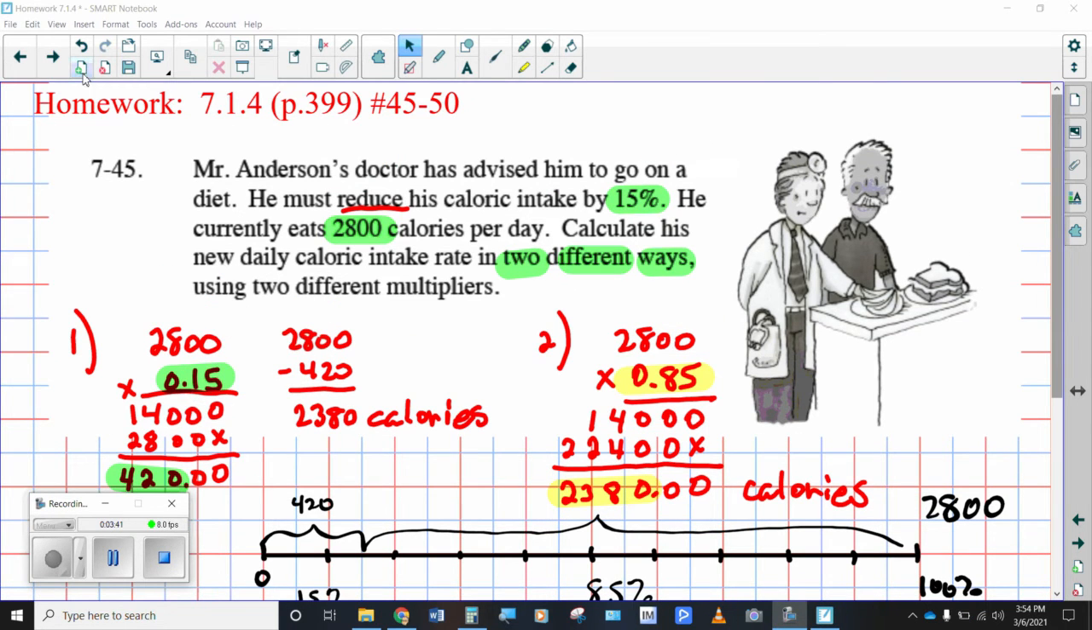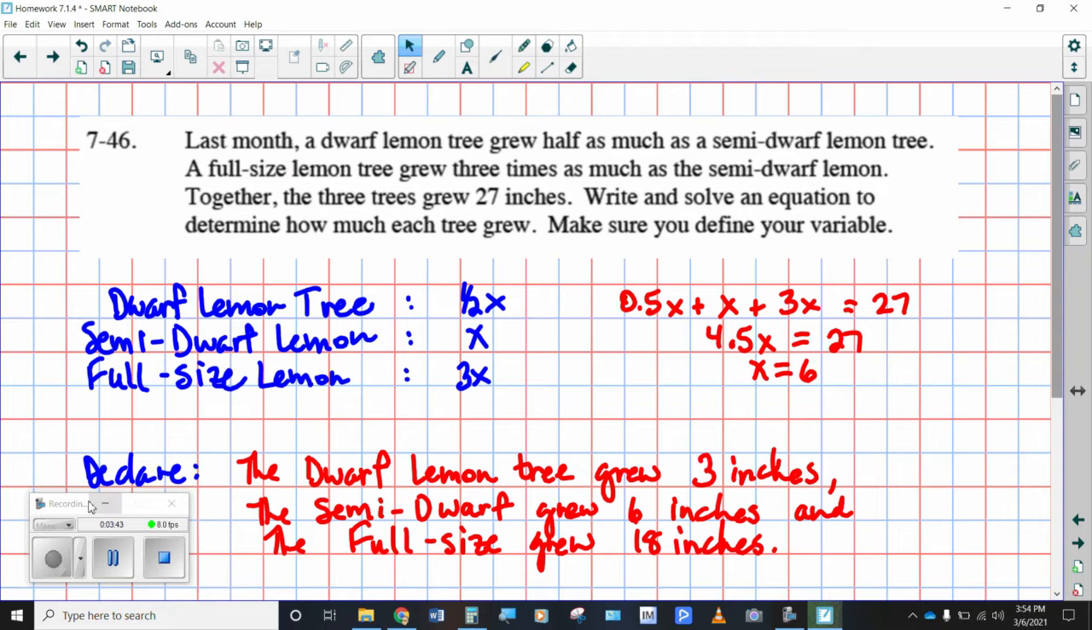All right, moving on to the next problem. This is a word problem, so sure enough, let's use a 5D process to help us solve this problem. Last month, a dwarf lemon tree grew half as much as a semi-dwarf lemon tree. A full-length lemon tree grew 3 times as much as the semi-dwarf lemon tree. Together, the 3 trees grew a total of 27 inches. Write and solve an equation to determine how much each tree grew.